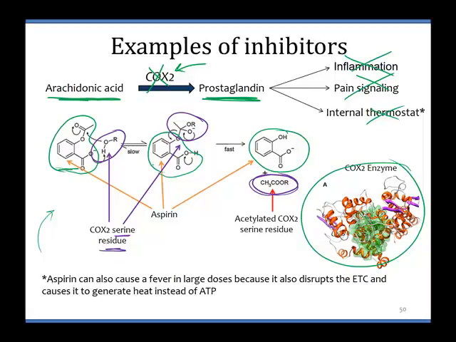Now, interestingly, if you overdose on aspirin, you don't need to know this. If you take too much aspirin, it'll affect other enzymes besides just this COX-2 enzyme. It'll disrupt the electron transport chain. In the electron transport chain, instead of putting its energy towards making ATP, it'll just waste that energy and release the energy as heat. So an overdose of aspirin will actually trigger a fever.